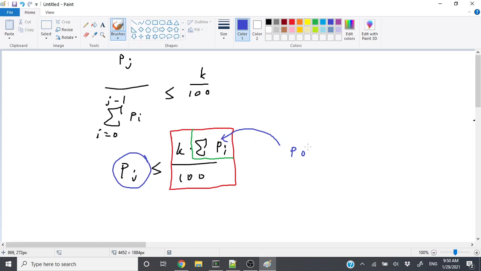I think. So if we do all the changes on P0, then for each individual element, we figure out how much we would need to increase this by. So now we can reformulate the equation to be something like, what does this need to be? The sum for i equals 0 to j minus 1 of pi. Then that needs to be, if we solve for stuff, greater than or equal to 100 times pj over k.